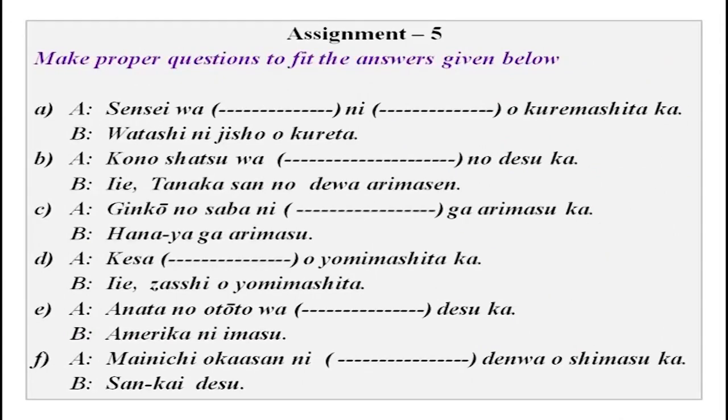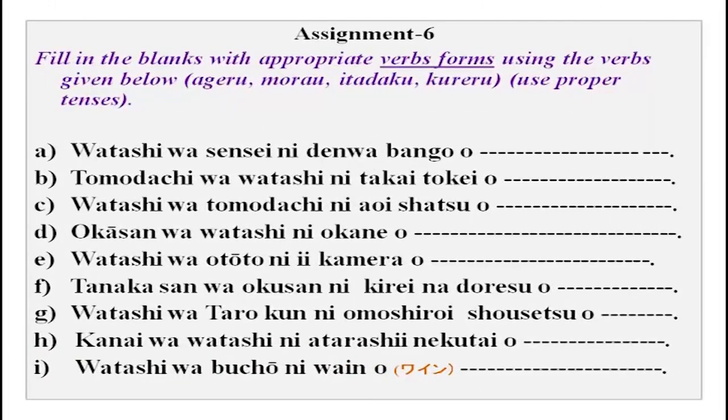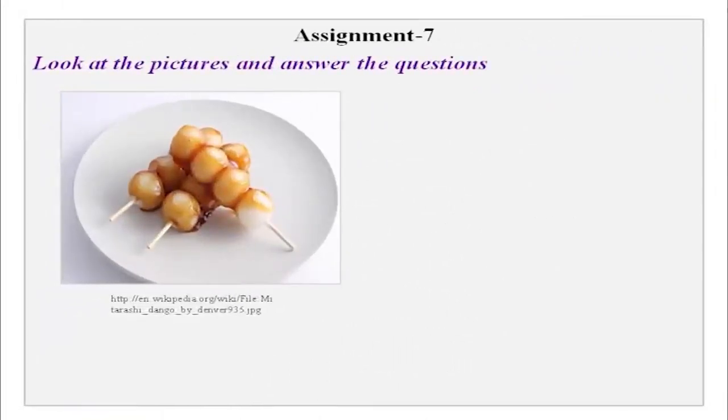Well, let us see what else do we have. Make proper questions to fit the answers given below. So, you have to read the small kaiwa and read the answer and then write the question word over here. And fill in the blanks with appropriate verbs or verb forms. Now, a couple of pictures are given. Look at the pictures carefully and then it's a listening comprehension. So, please listen to what is being said and then answer the questions. So, well, let us see what it is.